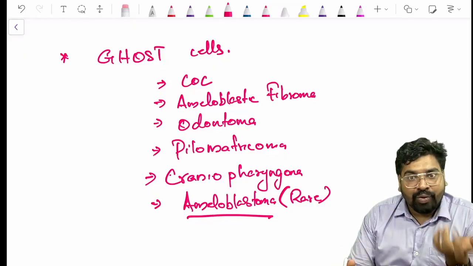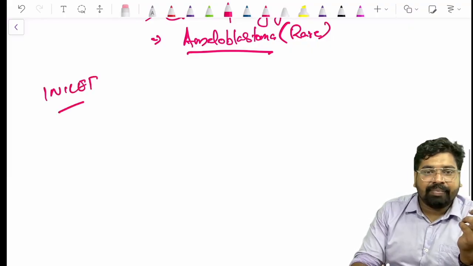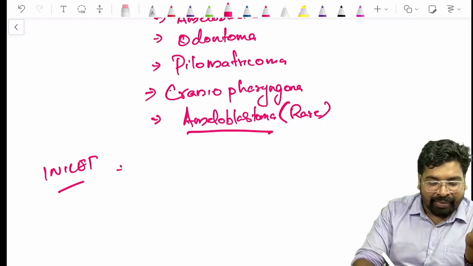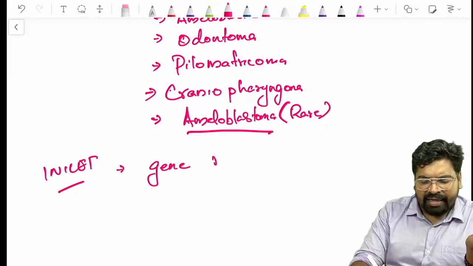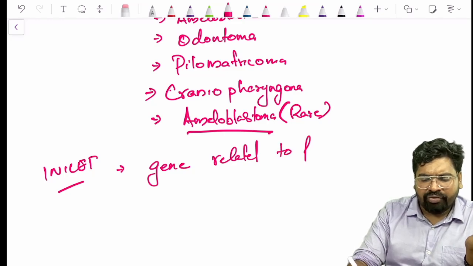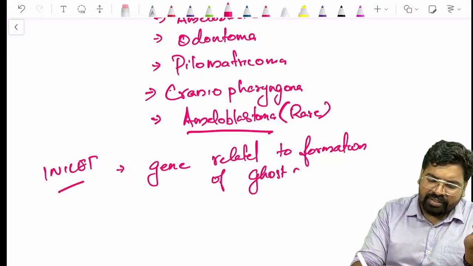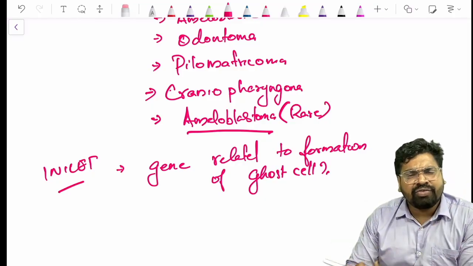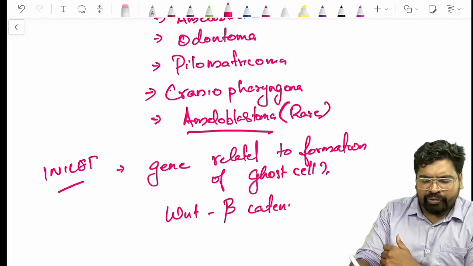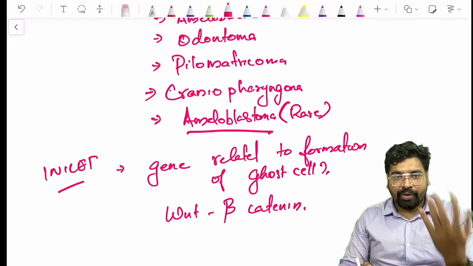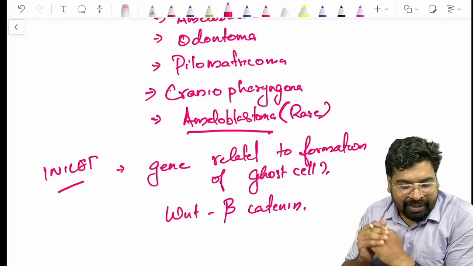Now, those aspirants who are focused on INICET, I told you that they usually ask about the molecular level. So one question they have asked: the gene which is related to the formation of ghost cells. The gene mutation which is related to the formation of ghost cells is WNT beta-catenin. So those aspirants who are very interested in getting into INICET, they usually ask about the molecular level of things. So that is one thing.